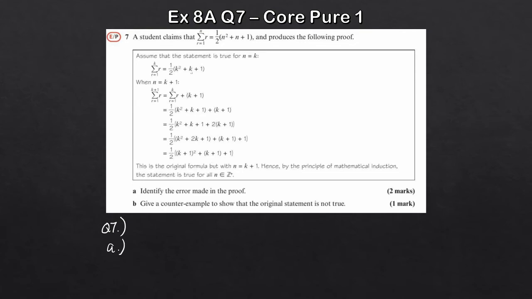So what they've done is they've said assume that the statement is true for n equals k, and then they've changed the n's here to k's, which is fine. And then they've said when n is equal to k plus 1, which is fine again, but what they've actually done, and hopefully it's clear to you guys, they've missed the very first step of a proof by induction, which is the base case or the basis step. So the student has missed or forgot the basis step.